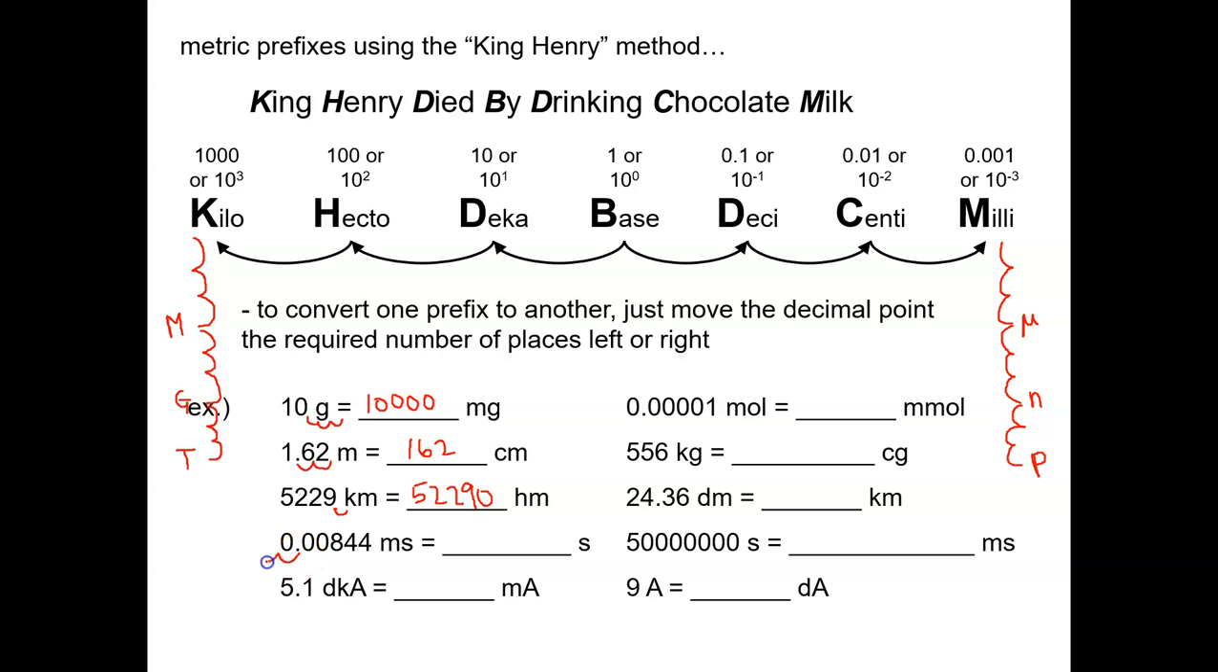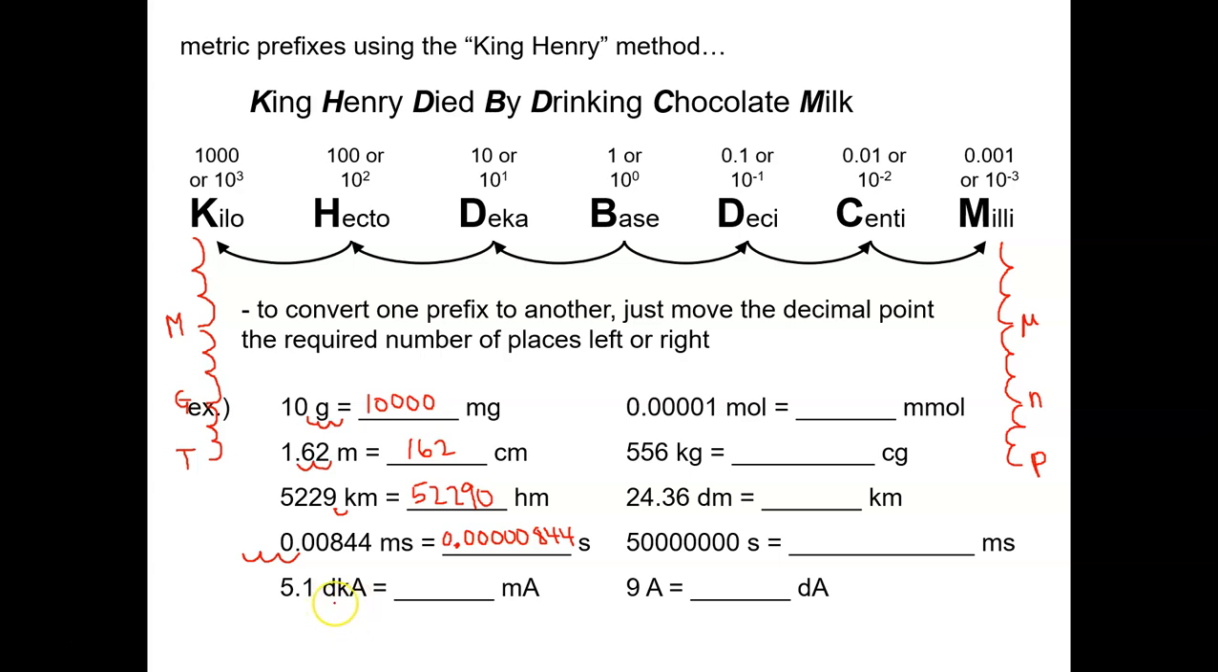So 1, 2, 3 places to the left means that I now have more zeros here. So this is going to be 0, 0, 0, and then the original zeros, and then 844. Because I already had these 2 zeros. I'm moving past this one, and then I'm adding 2 more before I get to the decimal point. So that was a total of 5 zeros. So I have 5 zeros, 844.